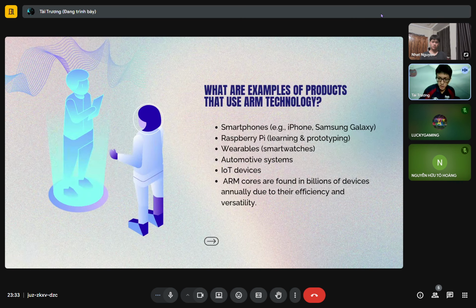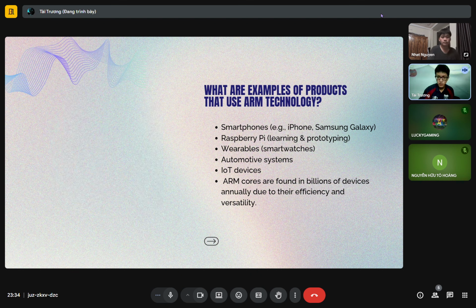Finally, the question: what are examples of products that use ARM technology? Smartphones, for example the iPhone and Samsung Galaxy; Raspberry Pi for learning and prototyping; wearables and smartwatches; automated systems; and IoT devices. ARM cores are found in billions of devices annually due to their efficiency and versatility. And next, Nhật will talk about the problems.